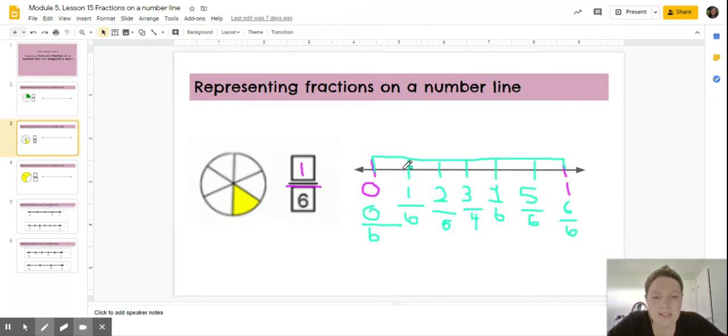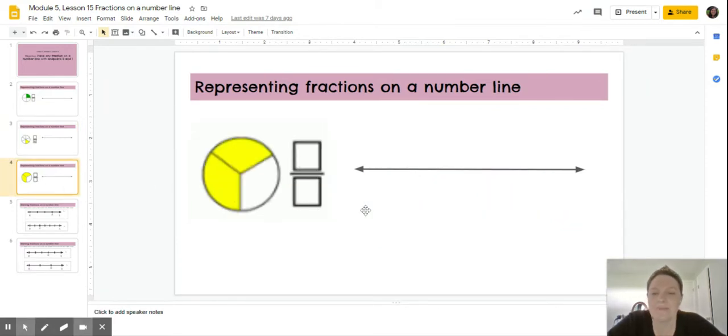Okay, where's 1/6? Right here. I'm going to plot that point right there on the number line. 1/6. All right, awesome job. Let's take a look at this one.